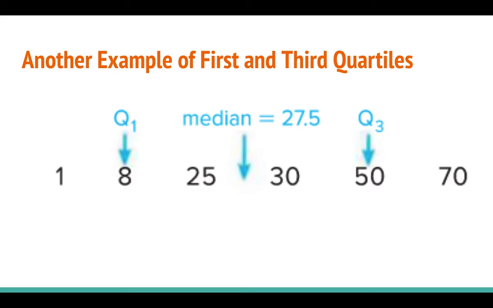Here's another example with fewer numbers in the data set. Maybe that'll make it a little easier to see. You've got 6 numbers in this data set, so the 2 in the middle are 25 and 30. So your median would be 27.5. 3 numbers to the left, 3 numbers to the right. Q1 would be 8, because that's the middle of all the numbers smaller than 27.5. And Q3 would be 50, because that's the middle of all the numbers greater than 27.5. Again, that's you finding the first and third quartiles of a data set.